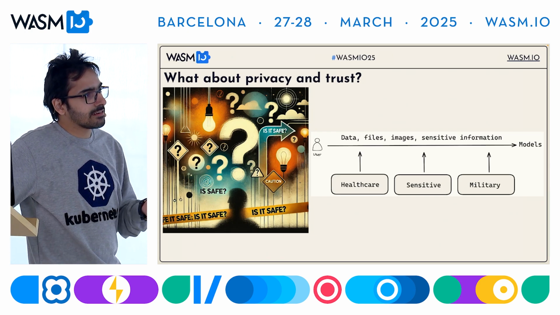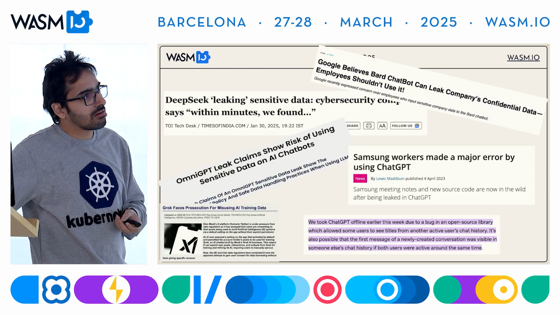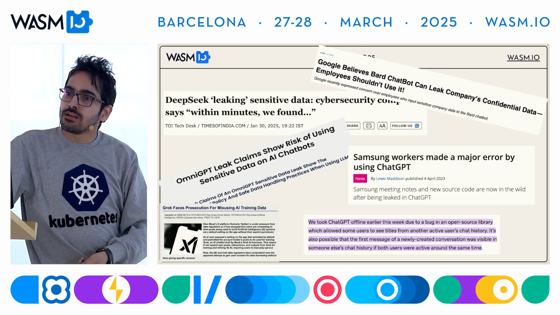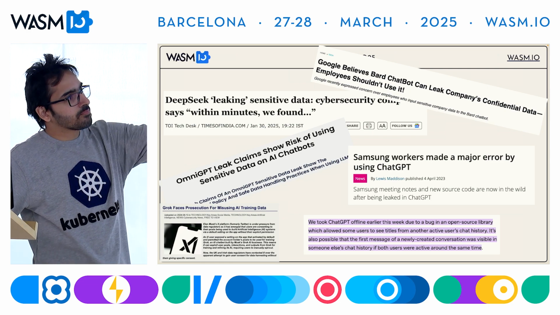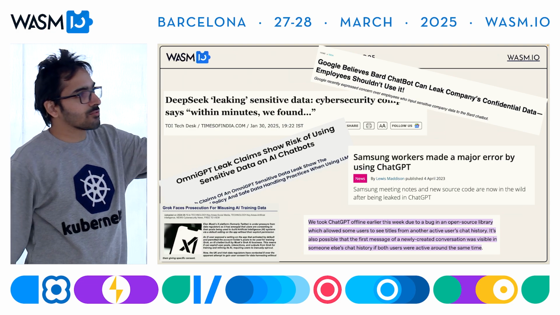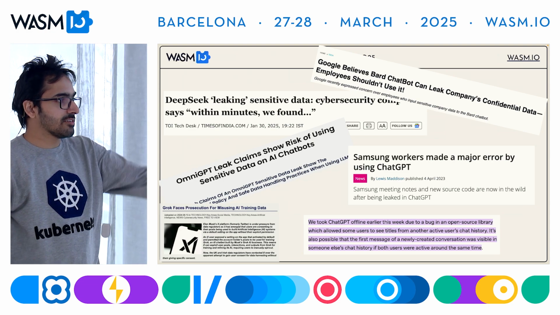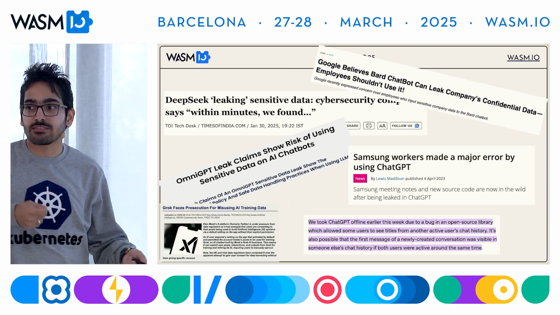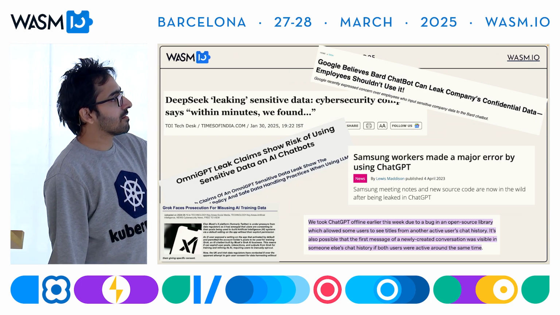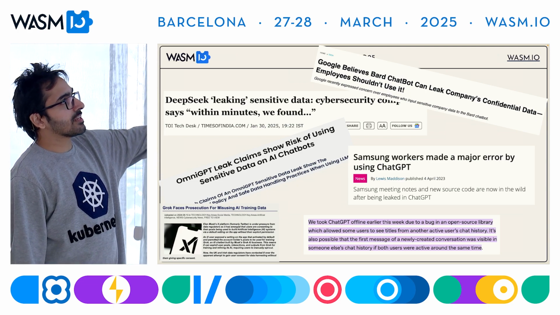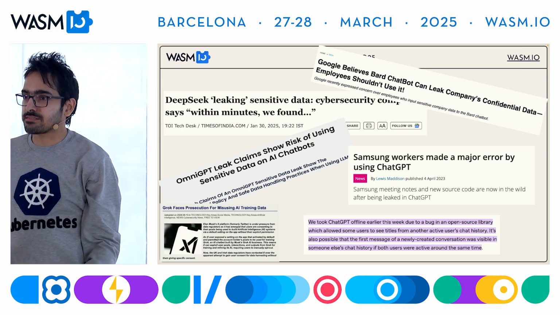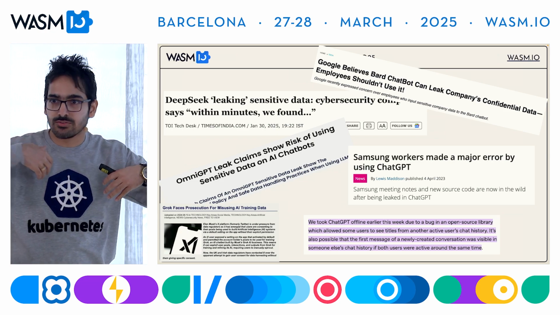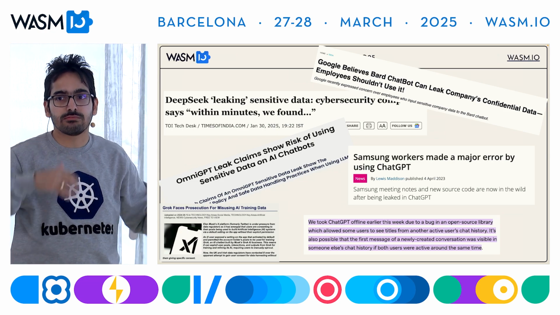Why can I say that this is scary? Because of all these news headlines. You can see Samsung meeting notes and source code were leaked with ChatGPT. ChatGPT was offline because people were able to see each other's chats. Grok for misusing AI data. DeepSeek, since the time it has come, people have been saying that it uses anything that you give it for retraining.